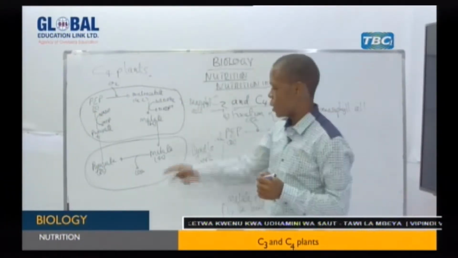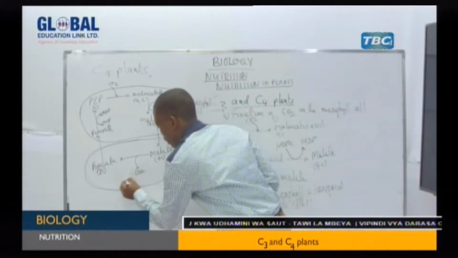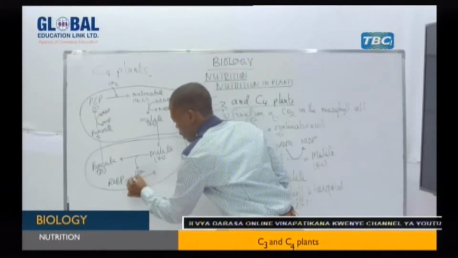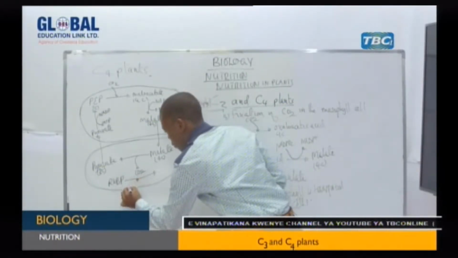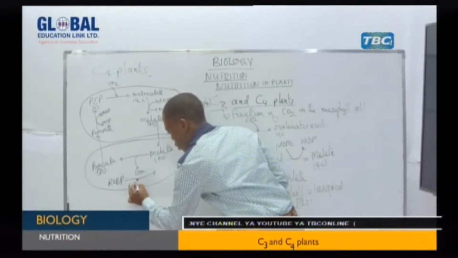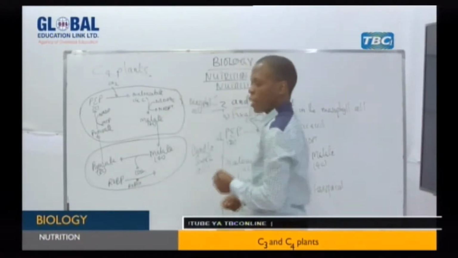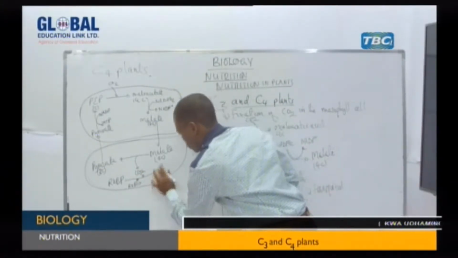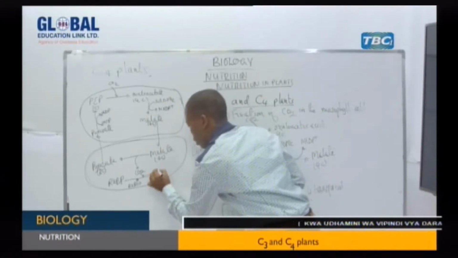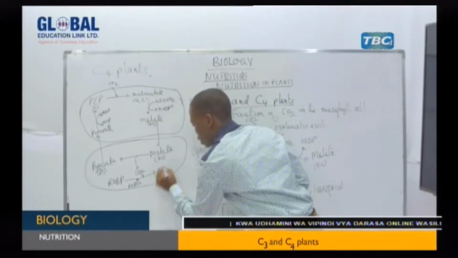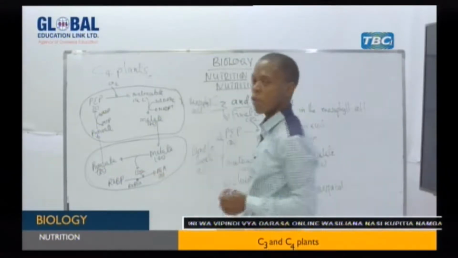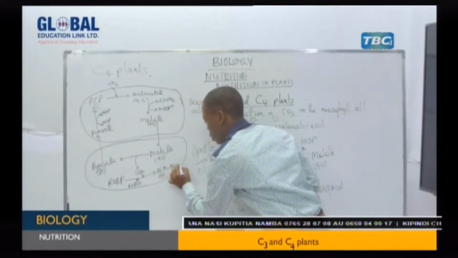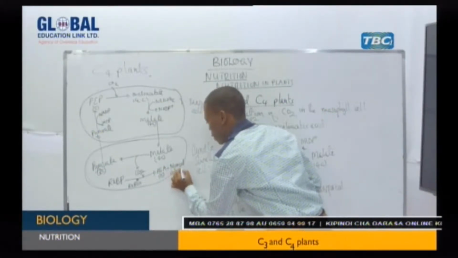Once the carbon dioxide is formed in this part, this carbon dioxide is accepted. As I said, in this part we have a RuBP, you see, with the help of the enzymes known as Rubisco. Rubisco, carbon dioxide is accepted by this and they form a 3 carbon compound known as PGA. See, after formation of this PGA, the process continues as a normal Calvin cycle.